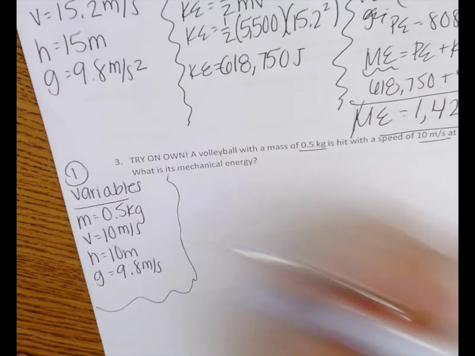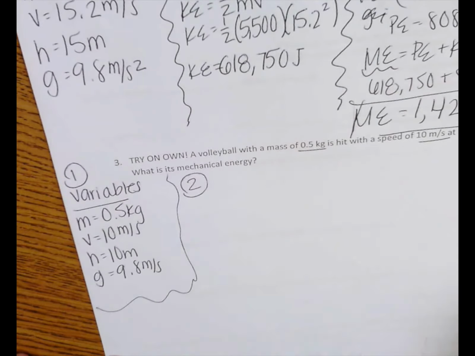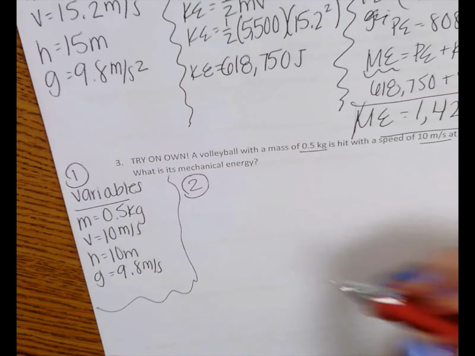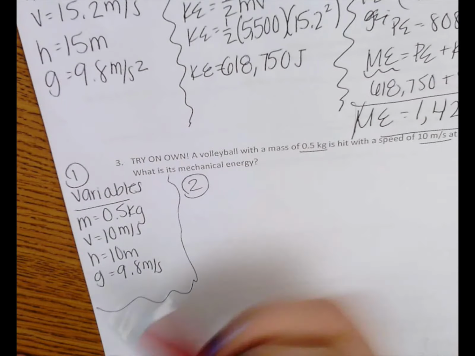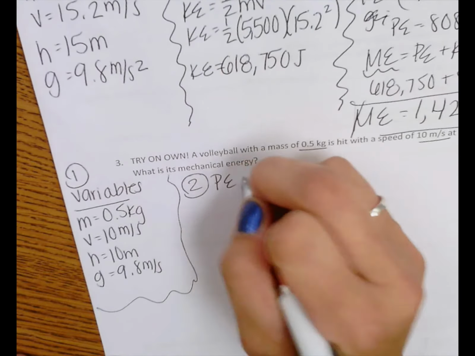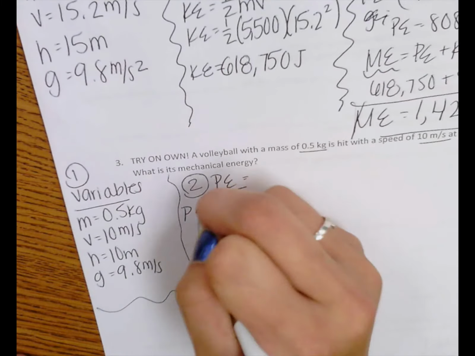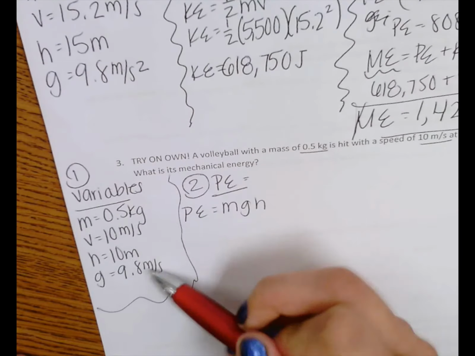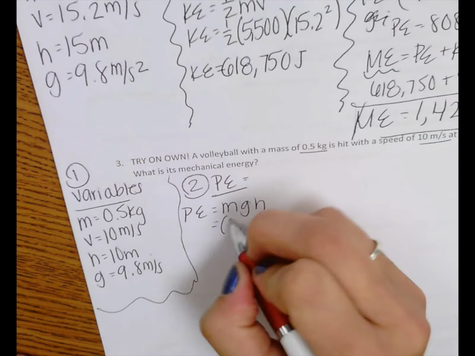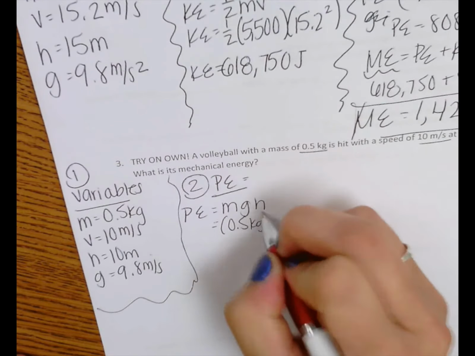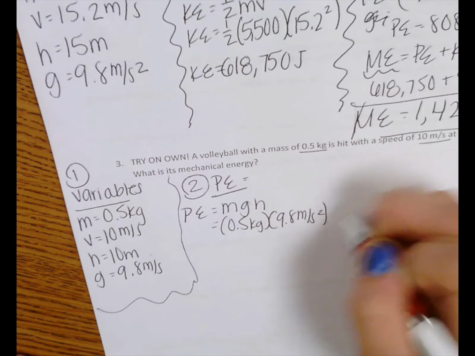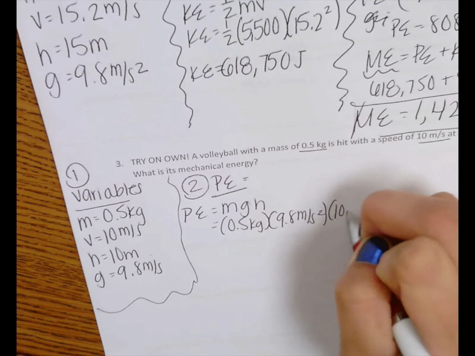That's step one. Step two is we need to either solve for kinetic or potential energy. I typically will solve for kinetic first, but you can solve for potential if you'd like. So let's reverse it and solve for potential energy first. Potential energy is equal to the mass times gravity times height. We've got mass, we've got gravity, and we've got height. So all we have to do is multiply 0.5 kilograms times 9.8 meters per second squared times the height, which is 10 meters.